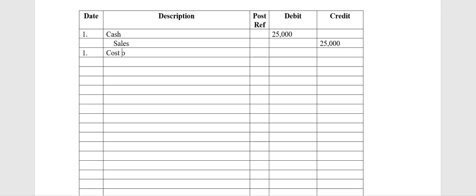So we have our cost of goods sold account. This is an expense account, how much it cost me to purchase the goods that I just sold. And they told us it cost us $17,500. And the goods that we are selling is our inventory. So our asset account decreases by the $17,500.